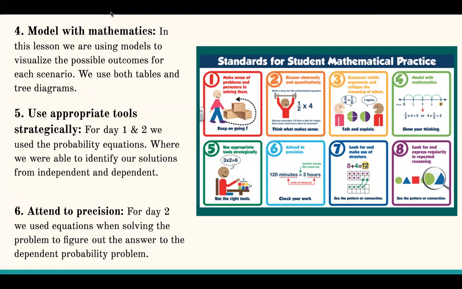Another mathematical practice that we use is number 5, use appropriate tools and strategies. For day 1 and 2, we use the probability equations, such as the independent event equations, to solve our problems. We also used number 6, which is attend to precision. For day 2, we used equations when solving the problem to figure out the answer to the dependent probability problem that I had up from Khan Academy.